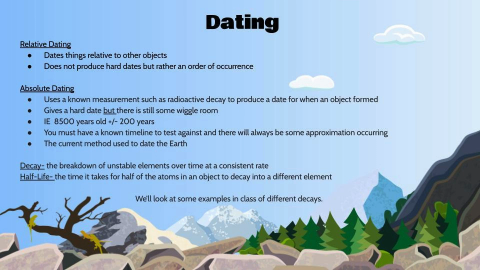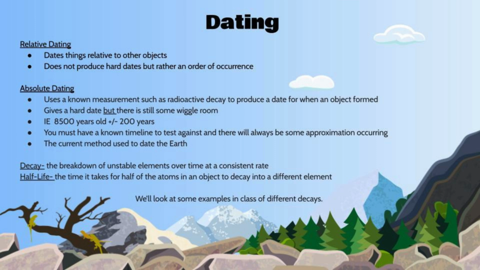So relative dating is when we look at things relative to other objects. This doesn't give us a hard date, but rather an order of occurrence. So think of a timeline without the numbers on it, and instead just that sequence of events and the order in which they occurred. And that's kind of what relative dating is.